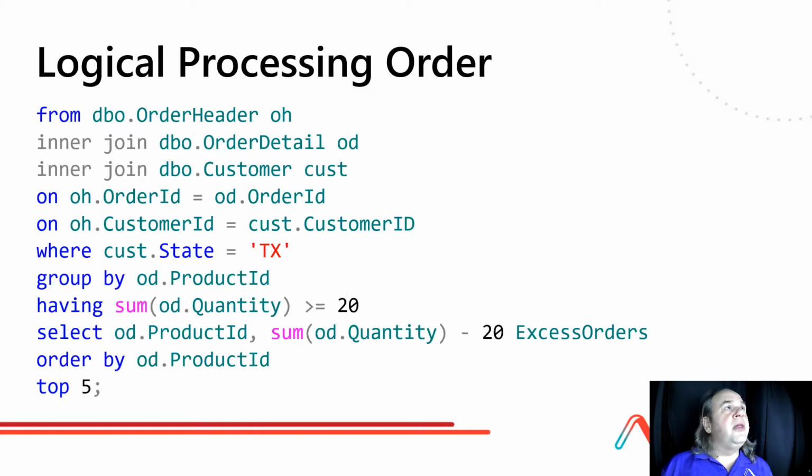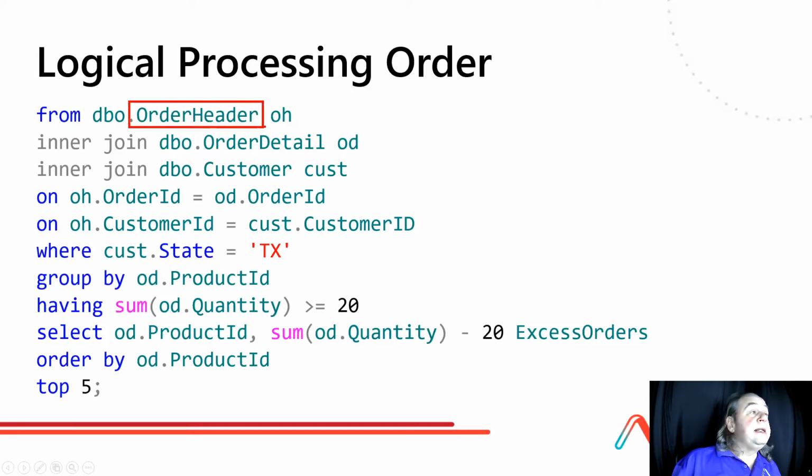Now, I want you to think about a couple of things, and we'll just cover the first little bit here. We start by acquiring data from the order header table here. Now, we haven't told the optimizer, we haven't told SQL Server which parts of the data that we want from order header. And so basically, in this logical processing order world, we go out and we retrieve all of the data from order header, every row, every column.